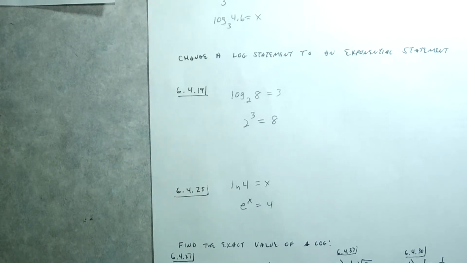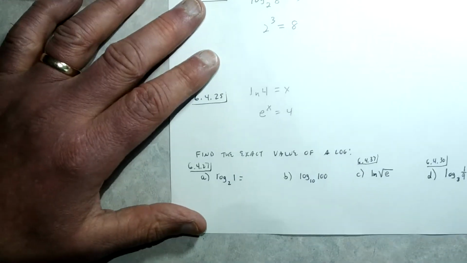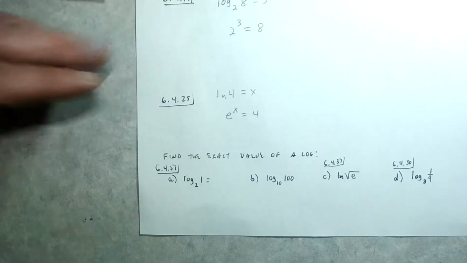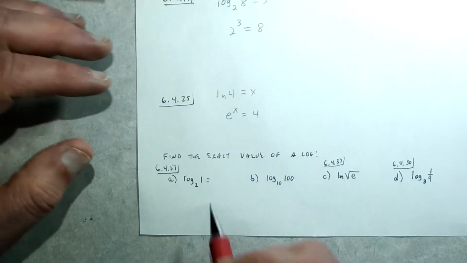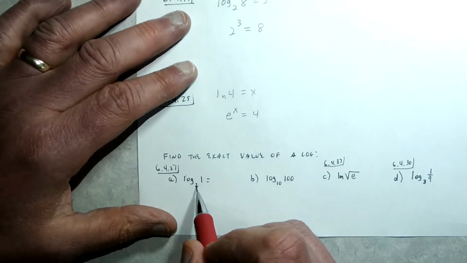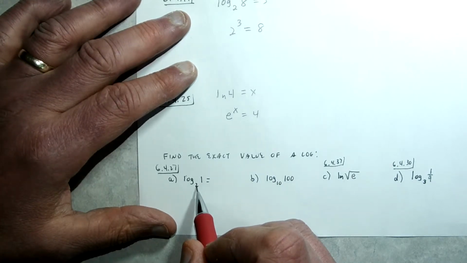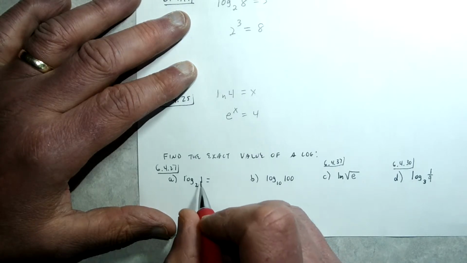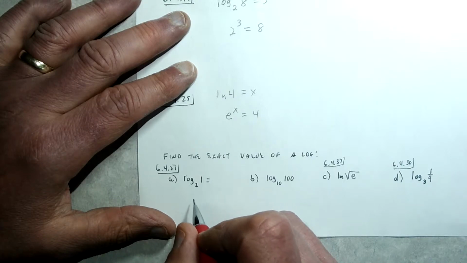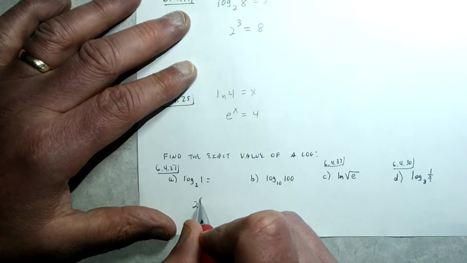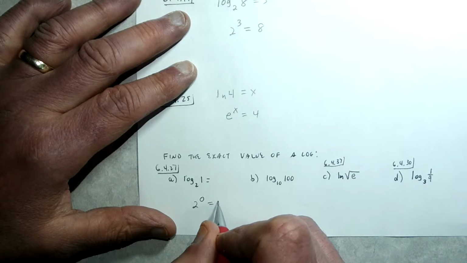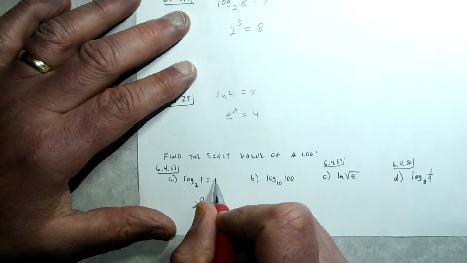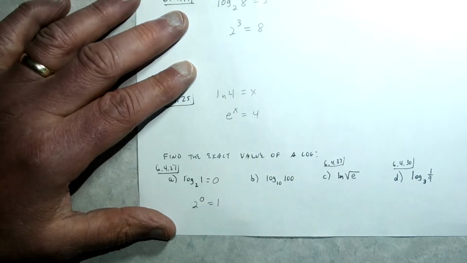Okay, let's take a look at finding exact values just to see that we understand the concepts of logs. So what we're saying here is 2 to what power, because remember the output to a log is a power, 2 to what power would give me 1? Well, 2 to the 0 power gives me 1. Anything to the 0 power is 1. So the answer to this is 0.